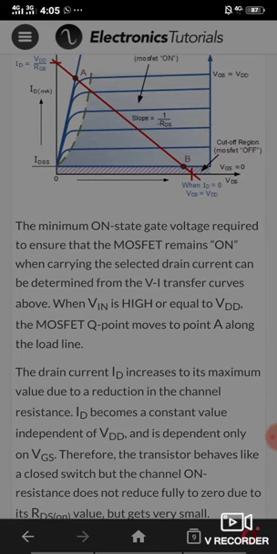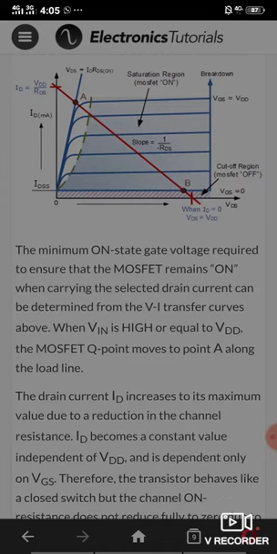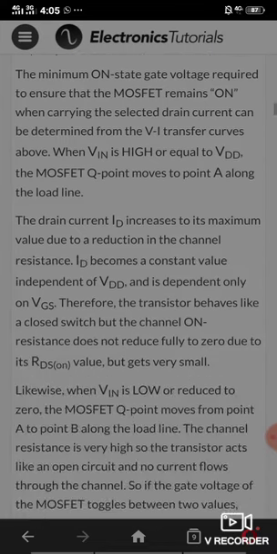The drain current ID increases to its maximum value due to reduction in the channel resistance. ID becomes a constant value independent of VGS. Therefore, the transistor behaves like a closed switch, but the channel on resistance does not reduce fully to zero due to its RDS(on) value, but gets very small.